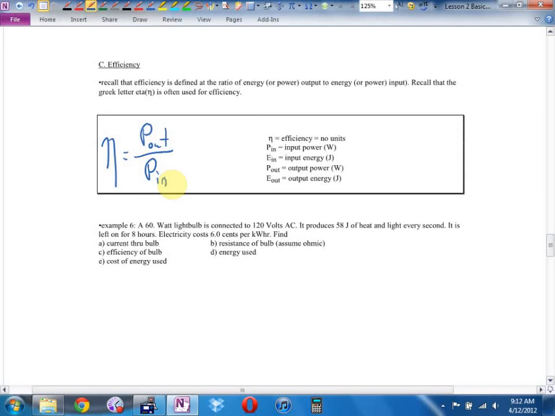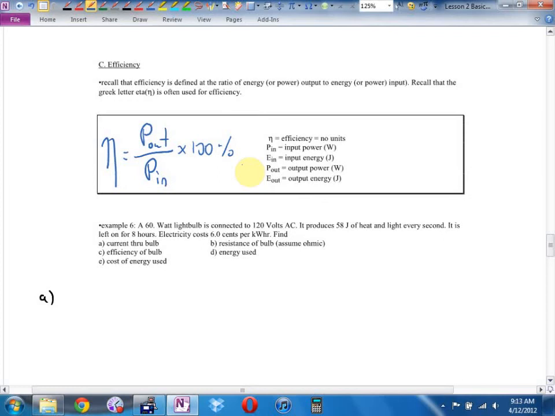So let's look at a light bulb here. Example 6 says, oh, by the way, then we go times 100% to make it a percentage. I guess I should mention that. A 60-watt light bulb is connected to 120 volts, so it's connected to a standard power outlet. It produces 58 joules of light and heat every second. It's left on for 8 hours. Electricity costs 6 cents per kilowatt hour. Find the current through the bulb, the resistance of the bulb, the efficiency of the bulb, the energy used, and how much it costs. Okay.